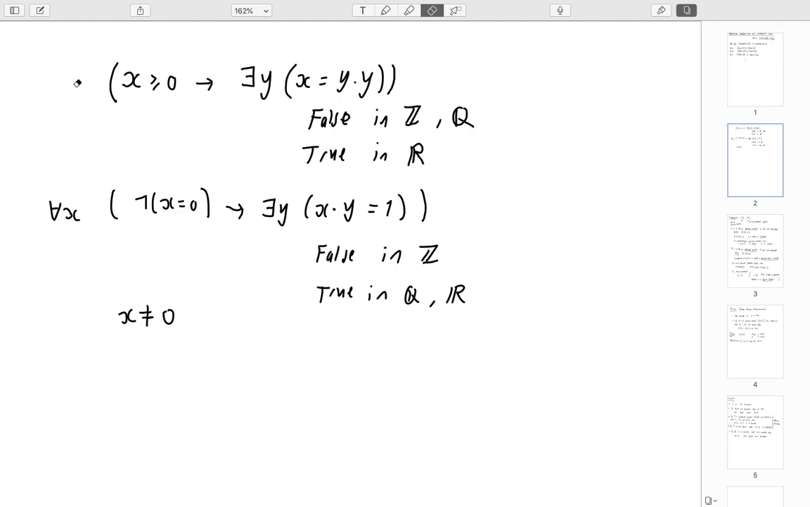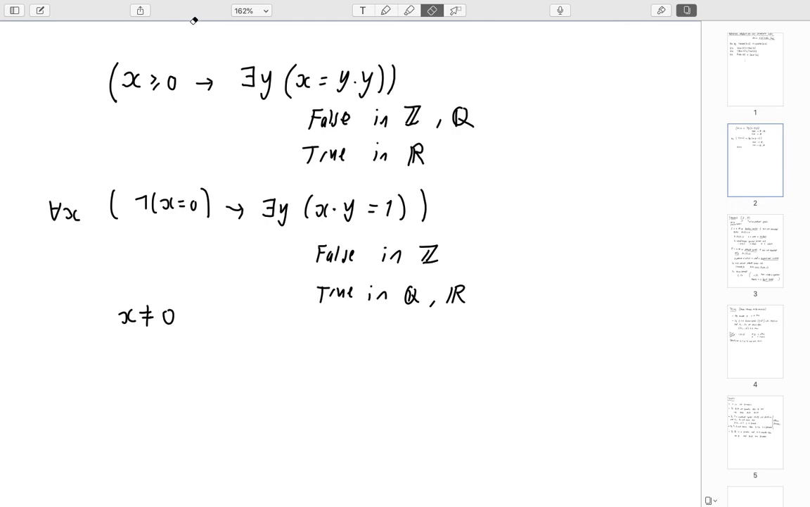So the point is, this formula depends on what element of the universe, remember our universe here is the rational numbers, it depends on which element of the universe we are taking x to stand for.